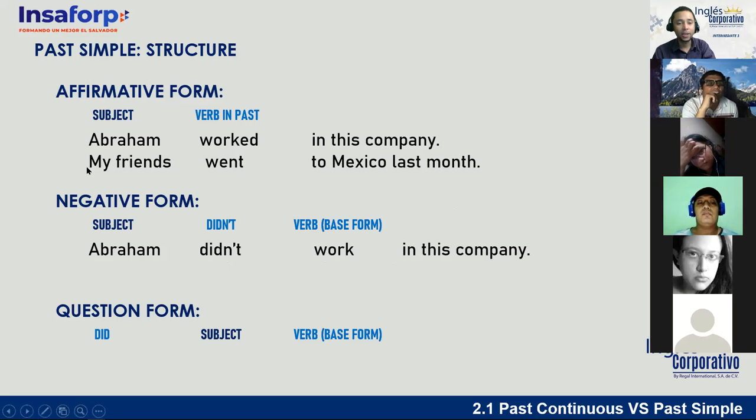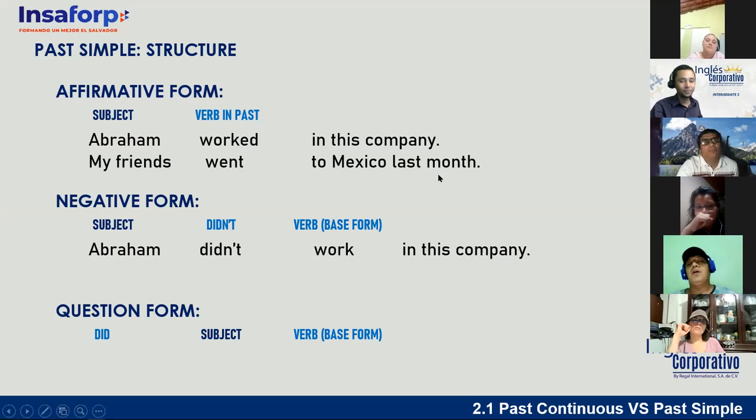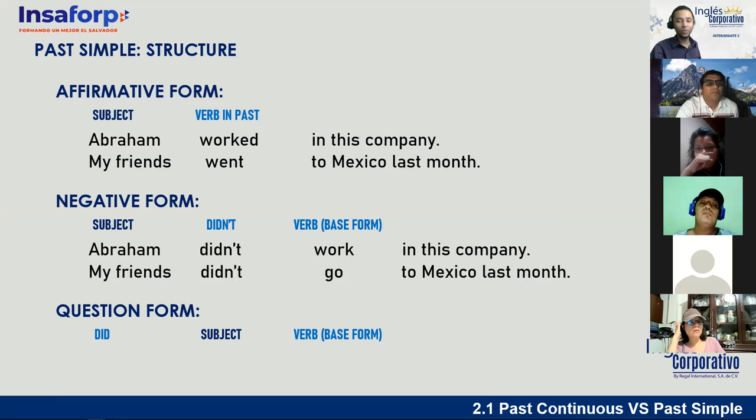What about the second sentence? My friends went to Mexico last month. What's the negative form? Who wants to try? My friends didn't go to Mexico last month. Yeah, very good. Yeah, thank you, Amilcar. My friends didn't go to Mexico last month. Good. And again, right, the verb is in base form. In affirmative sentences, it's in past, but in negative sentences, it's in base form.